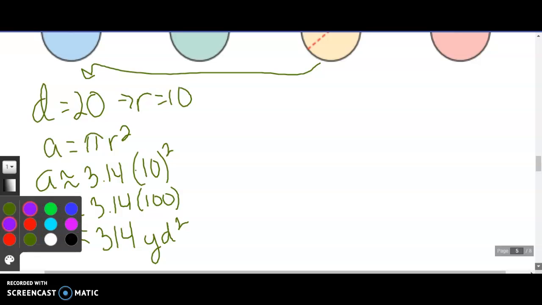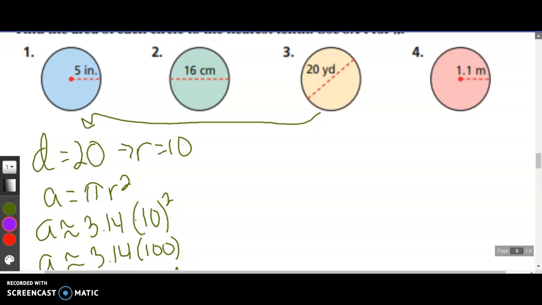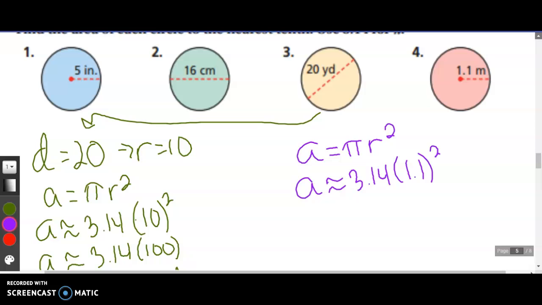All right. And then next we have, this is a radius of 1.1. So we do area equals pi r squared. Area is approximately 3.14 times 1.1 squared. Area is approximately, let me just do 1.1 squared. It should be 1.21.